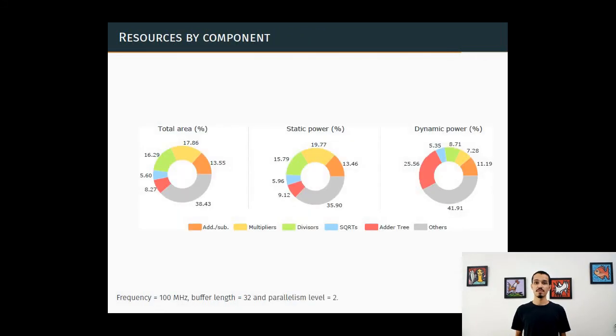We now break the 100 MHz entry from the last table into its components, allowing us to see the proportion of area and power used by each component, by each floating point operator. In this way, we may see, for example, that although the adder tree only occupies a minor area, its dynamic power is enormous.